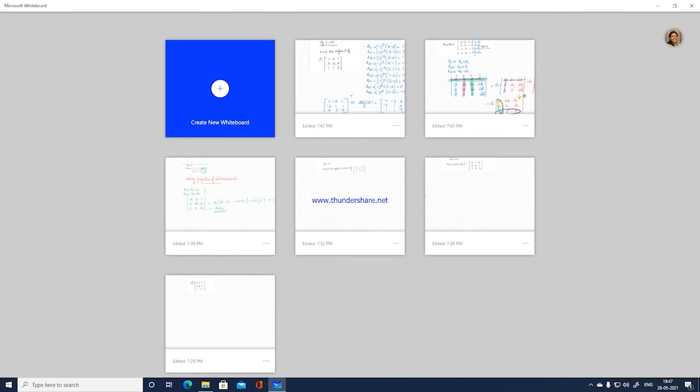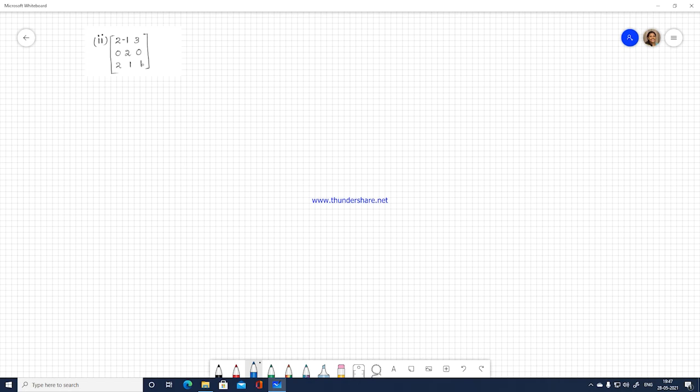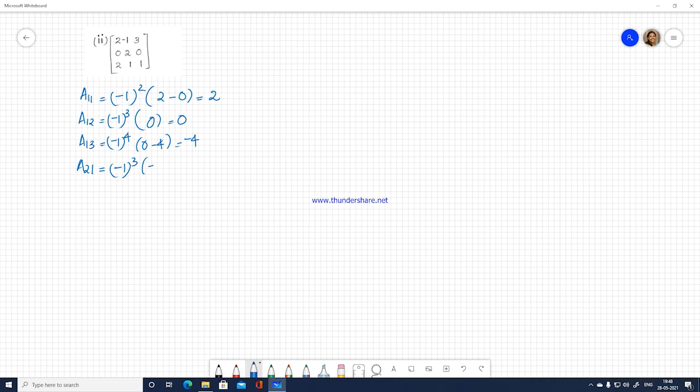Now the next question is, you need to find the adjoint of another matrix. So A11 is equal to minus 1 raised to 2, 2 minus 0, we'll get it as 2. A12 is equal to minus 1 raised to 3, covering this column and the row, it is 0, so put 0 as such. A13 is equal to minus 1 raised to 4, covering this column and the row, it will be 0 minus 4, and the answer is minus 4. Now A21 is equal to minus 1 raised to 3, covering the column and the row, it will be minus 1, minus 3. So minus of minus 4.